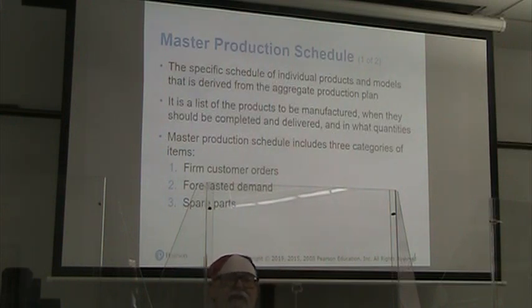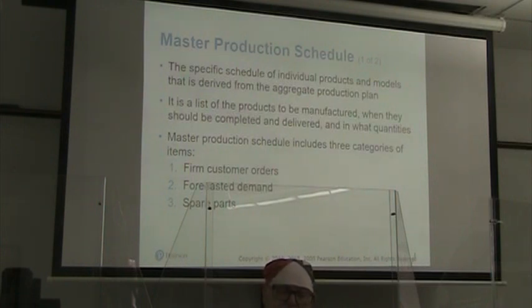The master production schedule, however, does break down to that. So it's our specific schedule of individual products and models that is derived from the aggregate production plan. So, in toto, it is a list of the products to be manufactured, when they should be completed and delivered, and in what quantities.